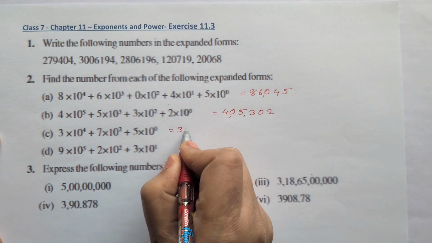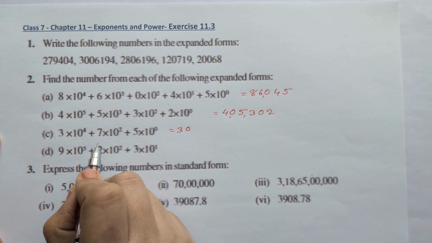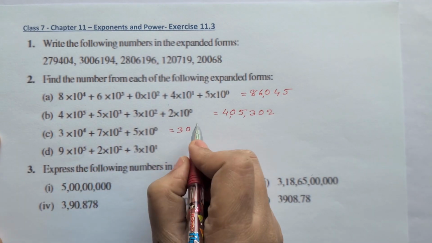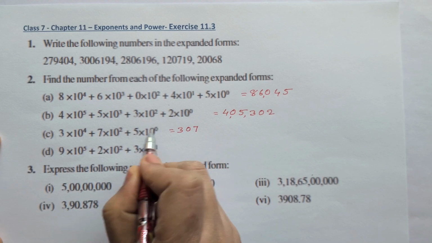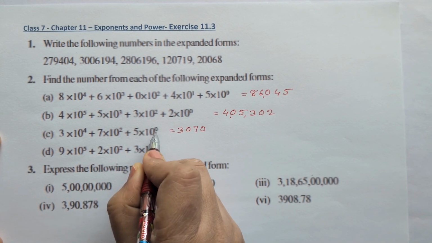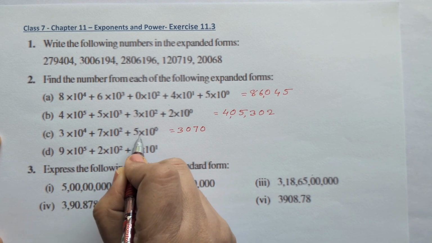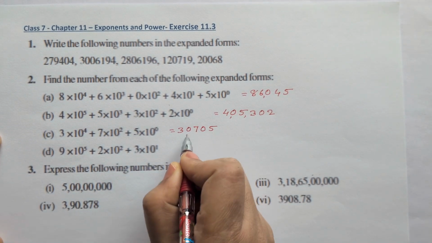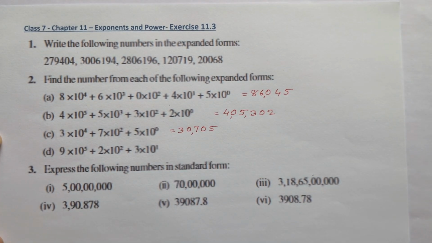Next number, 10 raised to 4 is there, so that digit we can write 3. 10 cube is missing, so 0 in place of 10 cube. 10 square is there, 7, 10 raised to 1 is missing, that is also 0. Then 10 raised to 0, that means unit place digit 5. So 30,705.